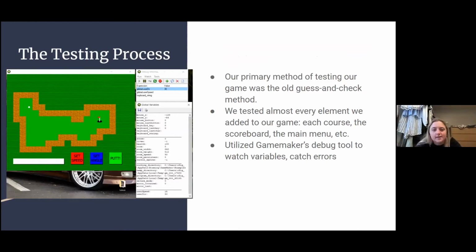Our testing process. Our primary testing method for our game was the classic guess and check method. We tested almost every element we added to our game, from each course to each obstacle, the scoreboard, the main menu, and all the other elements we included. We utilized GameMaker's debug tool to watch variables and to catch errors.